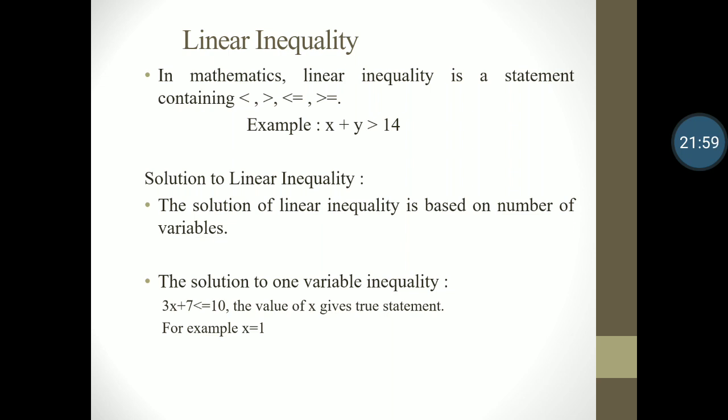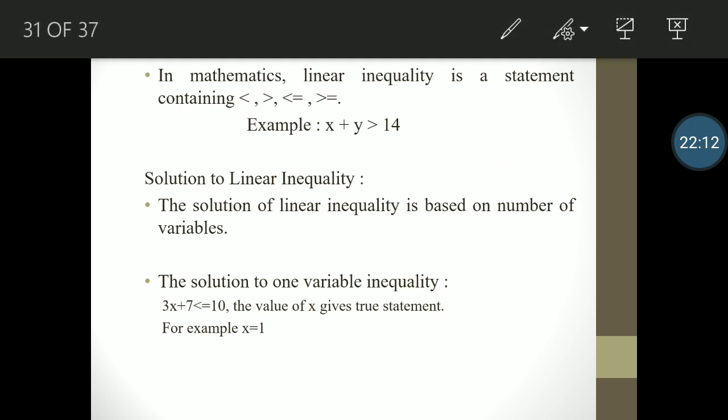Solution to linear inequalities. The solution of a linear inequality is based on the number of variables. Take the inequality 3x plus 7 less than or equal to 10. Here 3, 7 and 10 are the constants. Only one thing is variable, which is x. So the x value will decide the inequality of our equation.